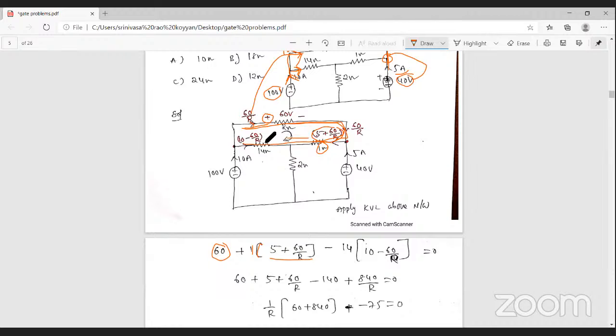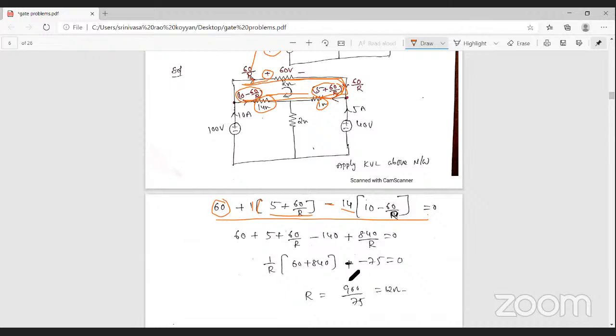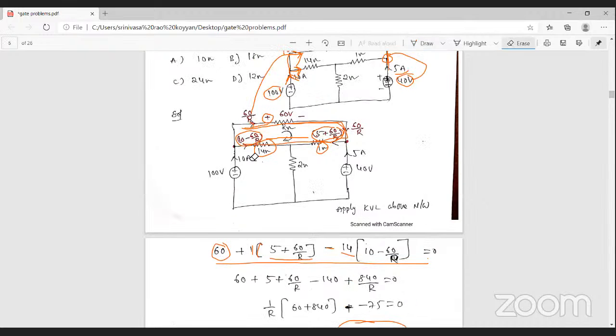Again, the current is entering this 40 ohm resistance, but here the current is 10 minus 60 by R, which is opposite to the actual direction. That's why here it is minus the resistance value times the current passing through the 40 ohm resistance, that is 10 minus 60 by R, equal to 0. Then from this equation you get the resistance value, 12 ohm. Do you understand this problem, all of you? Any doubts?